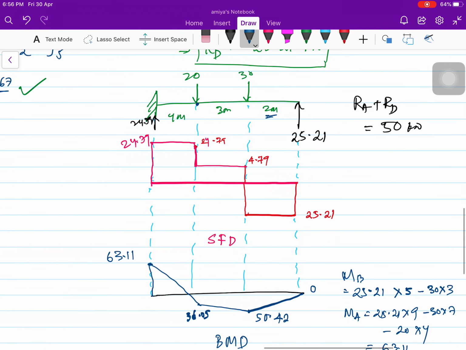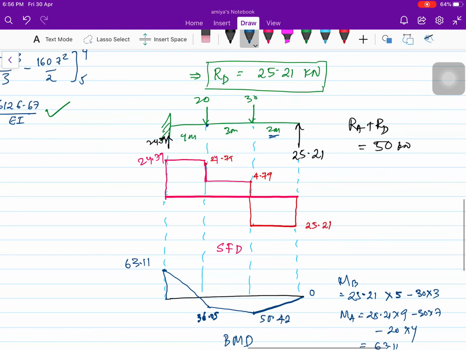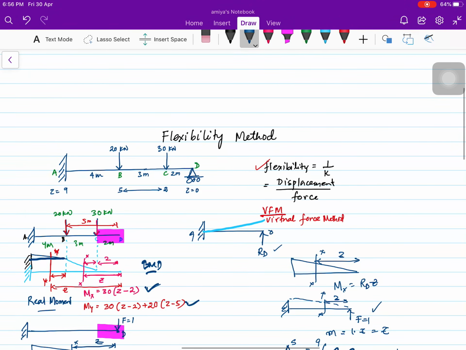So finally we got our shear force and bending moment diagram from this analysis of the structure using the flexibility method.